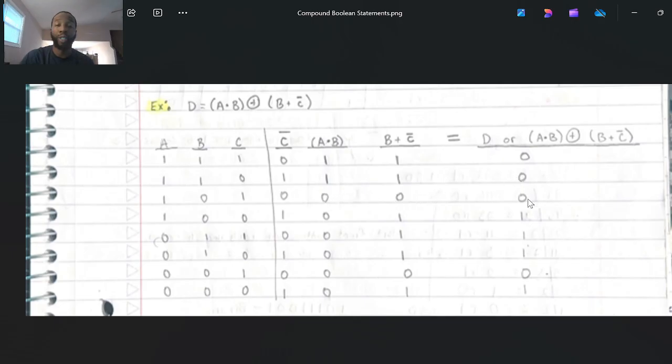Nothing true, which is 0. We got 1 and B or not C, 1, well, true. 0, 1, exclusive or, true. Same thing, true. We have nothing true in this row, so that's 0. And last, we got 0, 1, which is true. So we finally broke this equation down bit by bit, and this is how you solve a compound Boolean statement. Thank you.